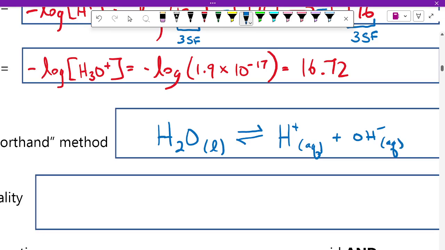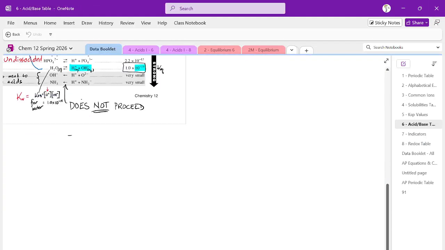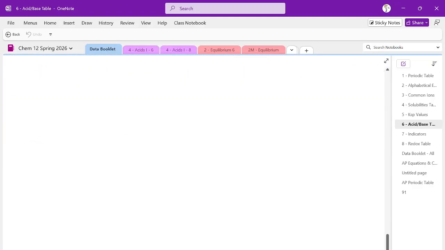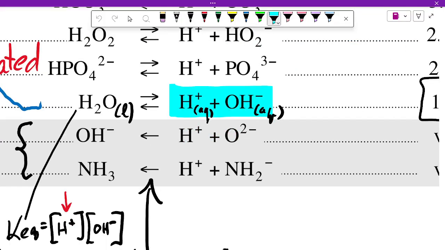And that is the reaction that you will find on your data table, at the very bottom of the white section. So if we go and look on page 6 of the pink booklet, we have water goes to H+ plus OH-, and that is actually water acting as an acid because it's giving off hydrogen ions. And what is the Keq for that?